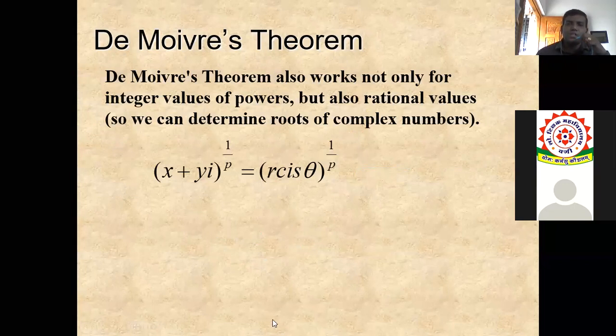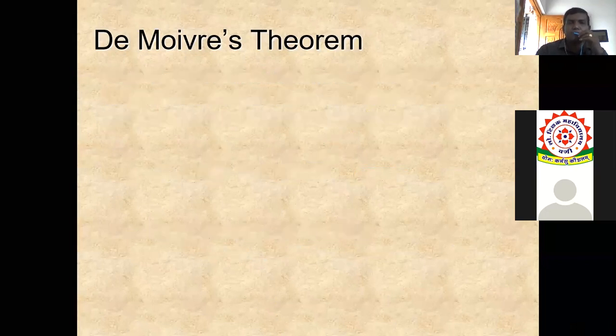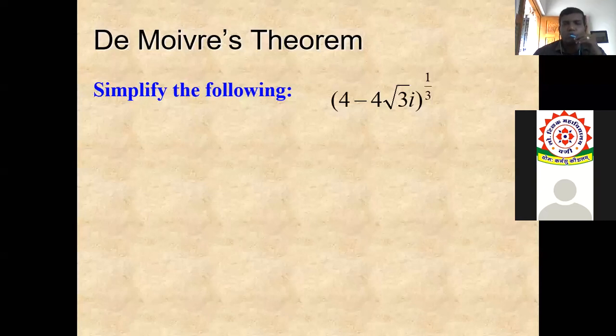Powers of the form 1/p or m/n. In polar form, r is raised to the power 1/p and the angle is multiplied by 1/p. Simplify the following: (4 minus 4 root 3 i) to the power 1/3.